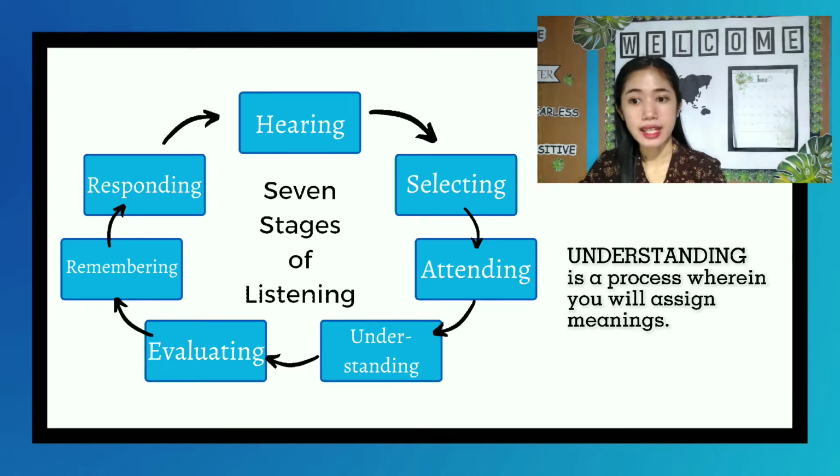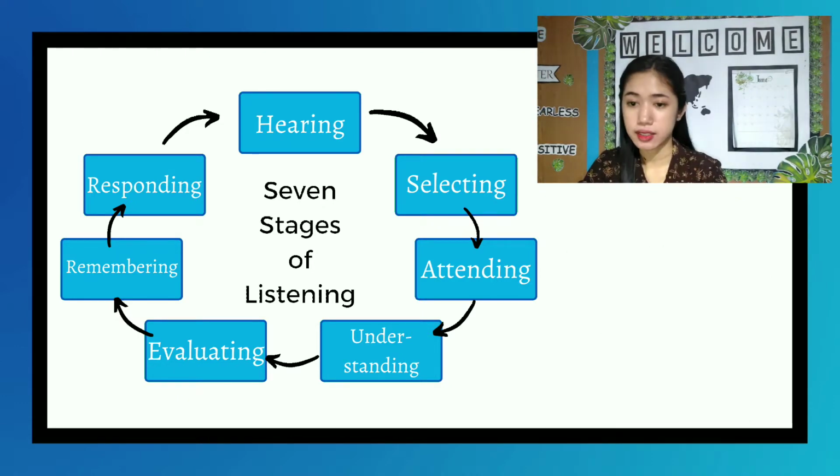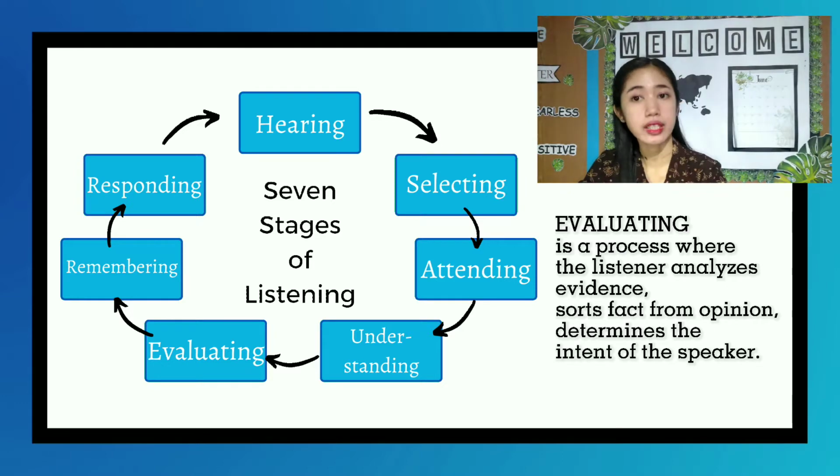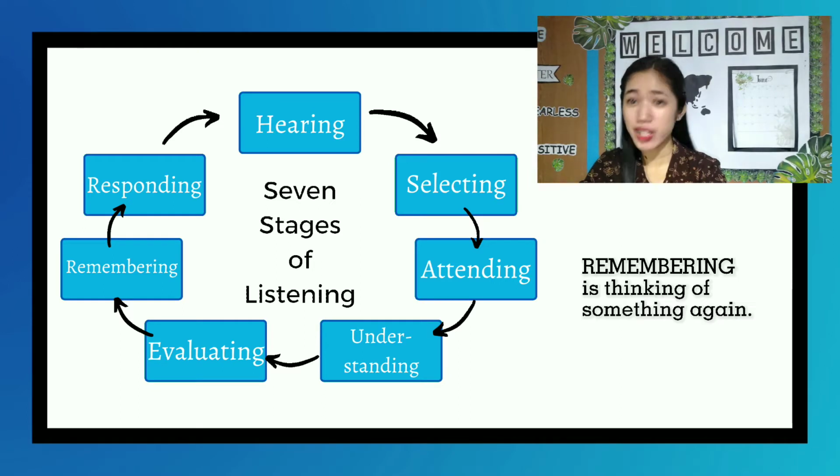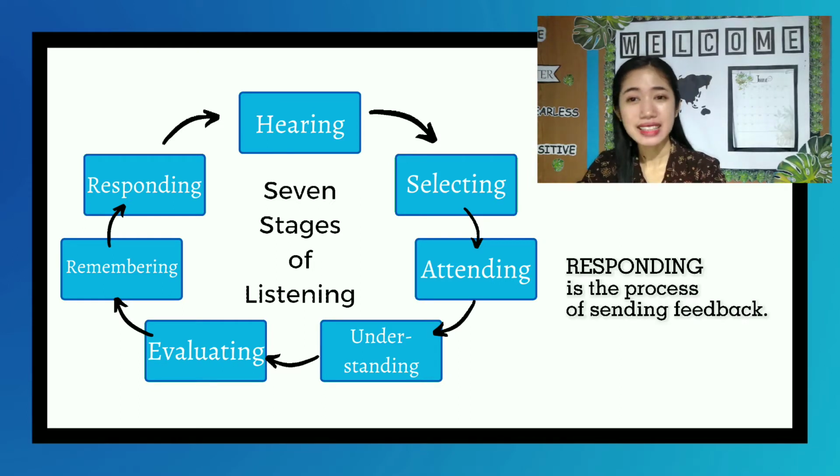Next is understanding. It is a process wherein you will assign meanings. Next is evaluating. It is a process when the listener analyzes the evidence or sorts facts from opinions and determines the intent of the speaker. Next is remembering or recalling. And lastly is responding. It is a process of sending feedback.